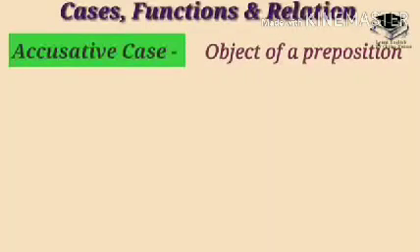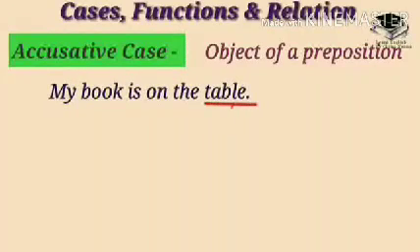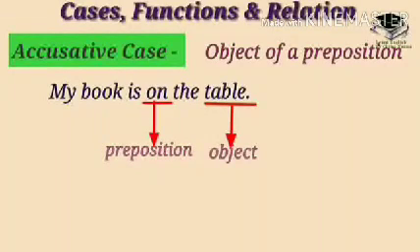Next, accusative case. Object of a preposition. Object of a preposition is very important for our English grammar. My book is on the table. Like this, table is the object, and before it the preposition is used. So this table is accusative case.